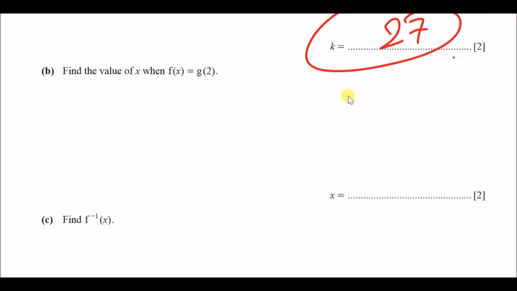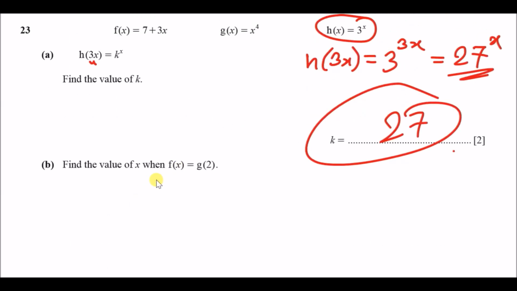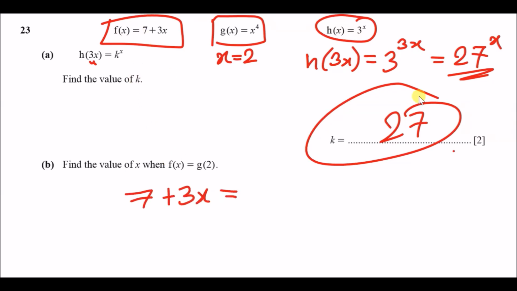Now b. Find the value of x when the function f(x) equals g at the point 2. So essentially, you just have to equate f(x) with g(x), but replace g(x) with an x value of 2. Let's try that out. So let's replace f(x) with 7 plus 3x. Let's make it equal to the g function when x is 2. So we've got 2 to the power of 4. And 2 to the power of 4 is 16.